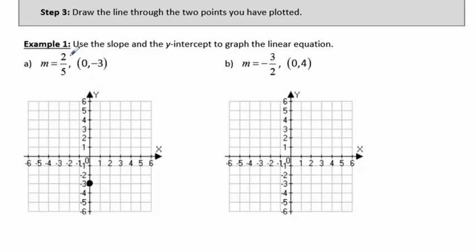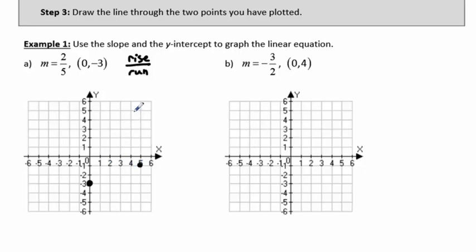I'm going to use my slope. My slope is 2/5, and remember that slope is always rise over run. So the slope of 2/5 means from the point I already have, I'm going to rise 2 and run 5. So rising 2 will put us up at -1, and run 5 will put us over to 5. So we'll draw that point.